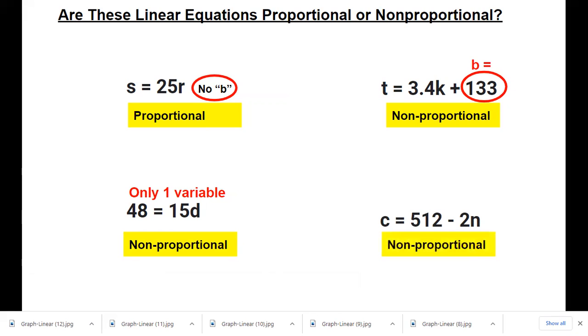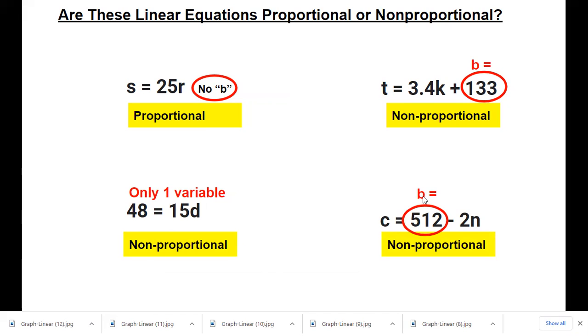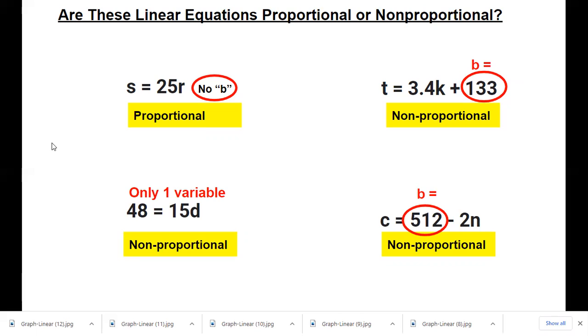That is non-proportional. Why? Even though it's in a different order, 512 is your B. That means that it is non-proportional if it has a B, a number other than 0. 0 is your center point. Negative 2n is the slope. Okay, I just wanted you to see that you can use other letters and you can still be using the same y equals mx plus b type equation.